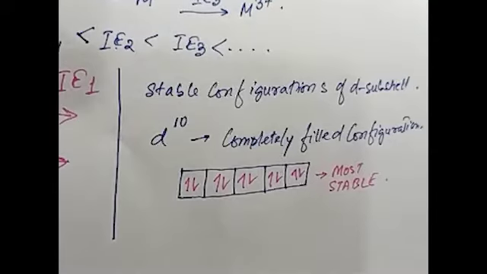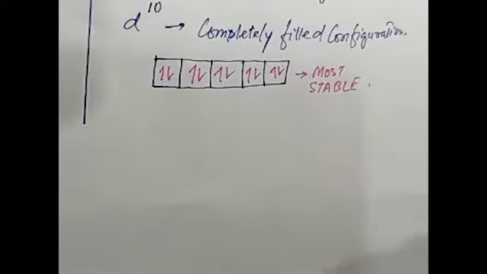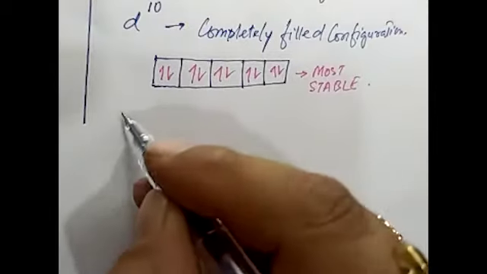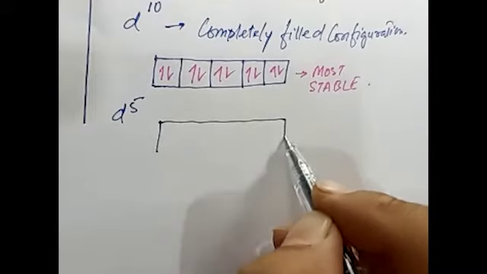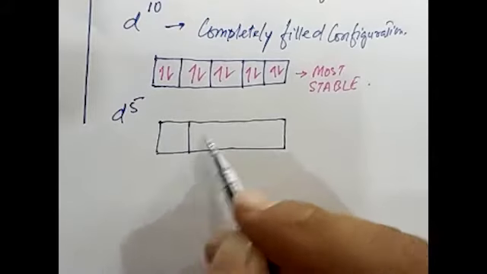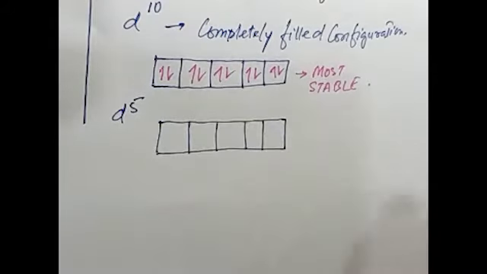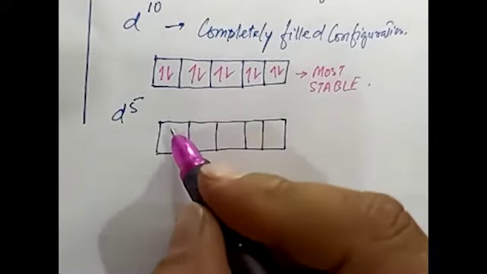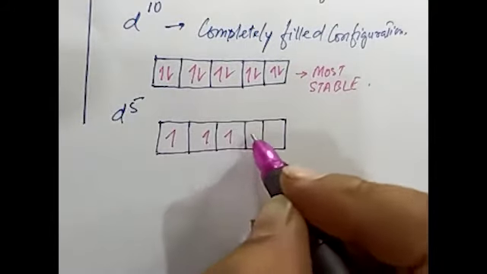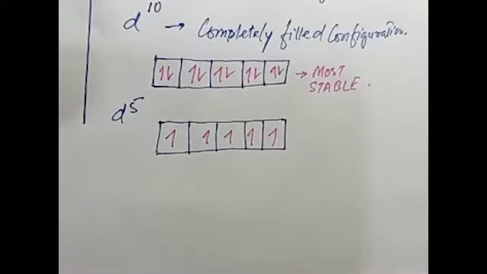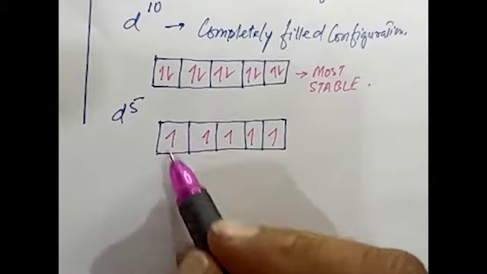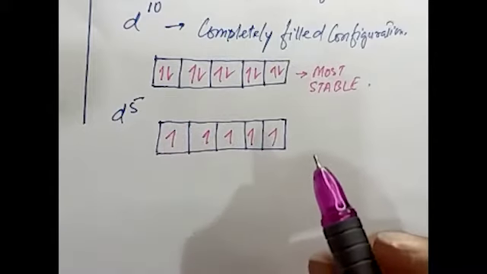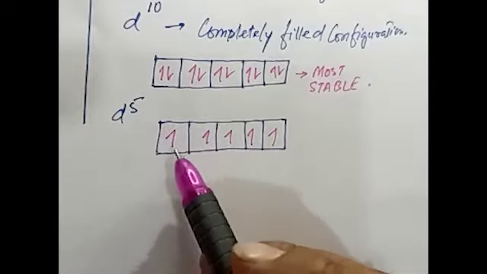Now if you move for the second, which is the next very stable configuration, D5. Okay, so each orbital will have one electron each and will fill up all the orbitals. ठीक है. तो एक एक ऑर्बिटल के अंदर एक एक इलेक्ट्रॉन रहेगा.